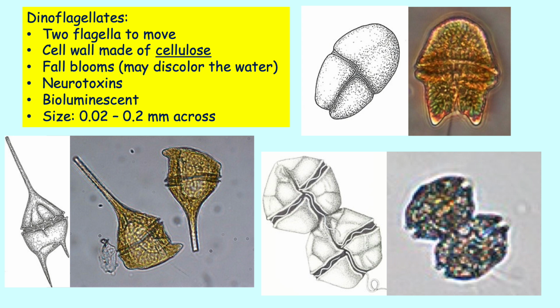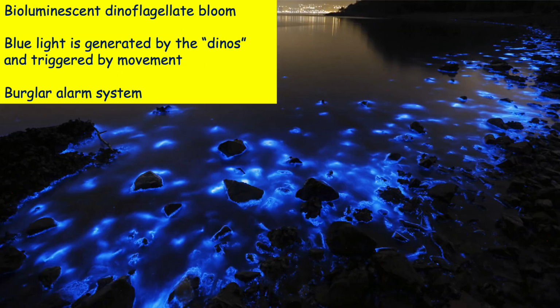Dinoflagellate species can also produce neurotoxins, and some species are bioluminescent, producing their own light. Their size range will be between 0.02 and 0.2 millimeters across, so they're also part of the net plankton. The net plankton, the diatoms, and dinoflagellates are the dominant plankton in the neritic zone.